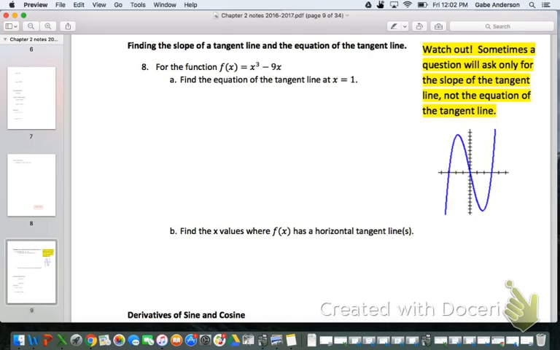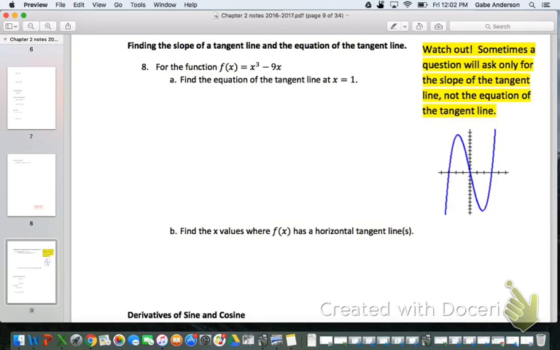So we're going to be doing number 8. Number 8 deals with the function f of x equals x cubed minus 9x. And this graph over here on the right is actually a graph of x cubed minus 9x. Okay, so I want to demonstrate a couple things with that graph. We are being asked to find the equation of the tangent line at x equals 1.